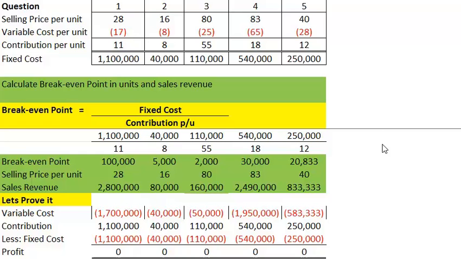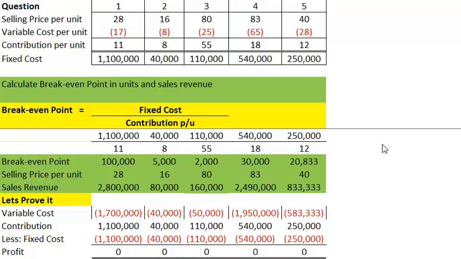For example, selling price is 28 pound in question 1. Variable cost is 17 pound per unit. When we deduct variable cost from selling price, we get a contribution of 11 pound per unit. At a selling price of 28 pound, every unit is not only recovering variable cost of 17 pound but also contributing 11 pound towards the fixed cost.